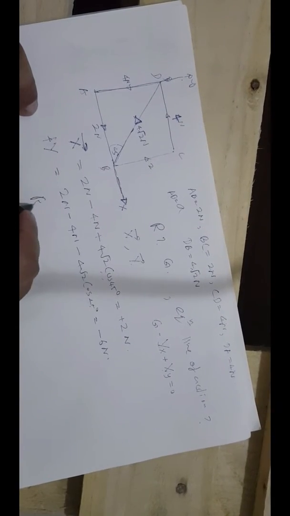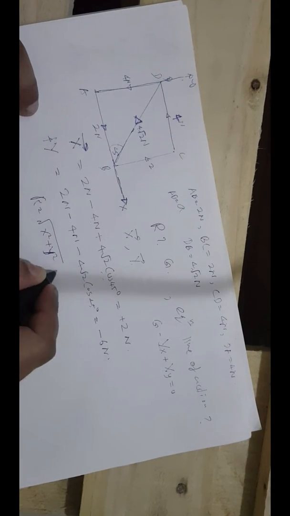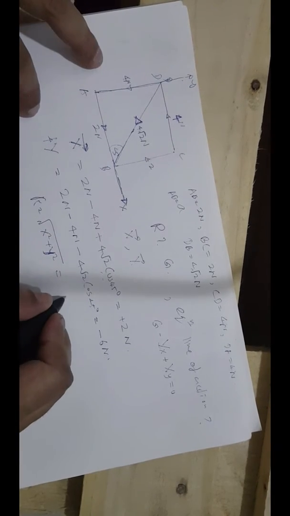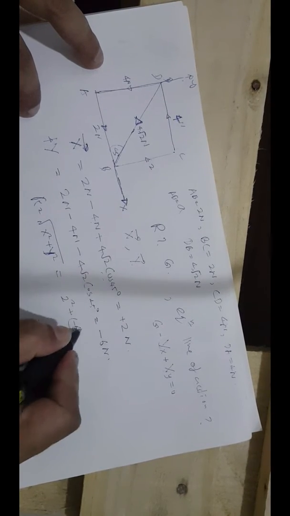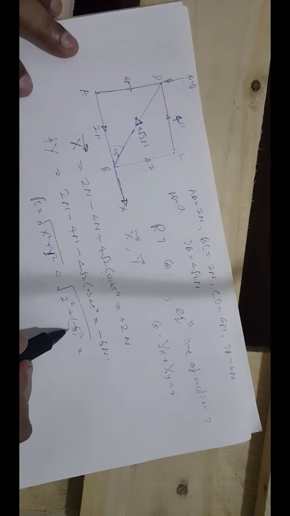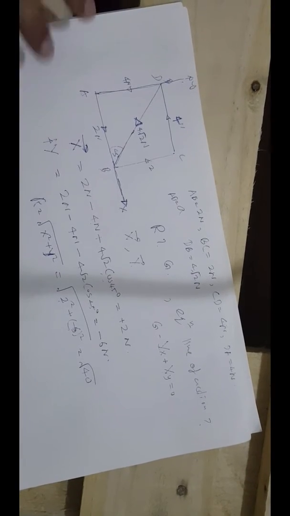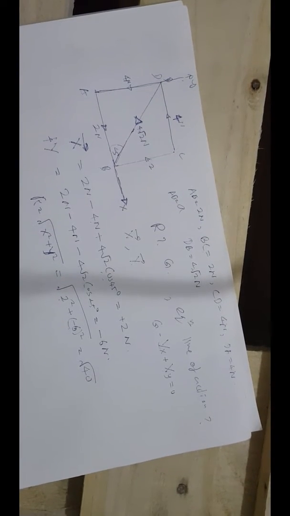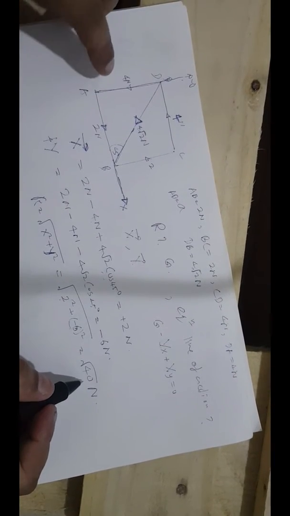So what is R? R is the square root of X squared plus Y squared. That gives you 2 squared plus 6 squared: 4 plus 36, so you get root 40. Now you have found the resultant.